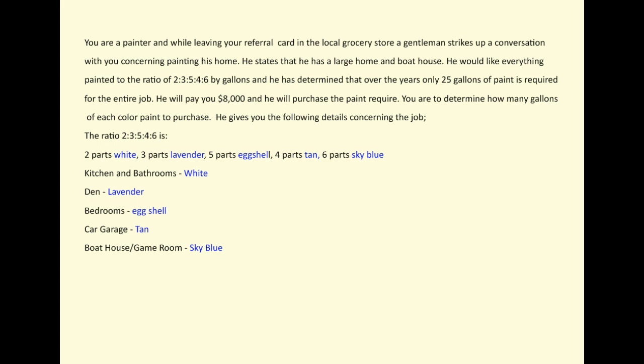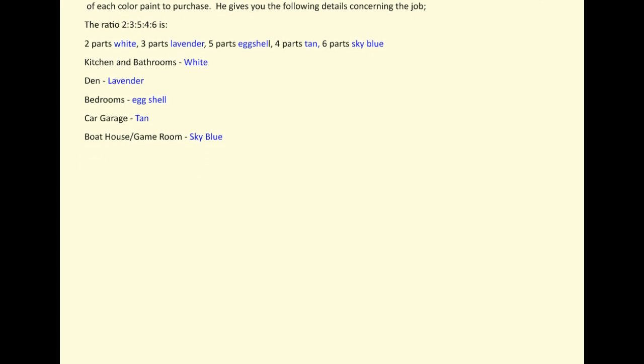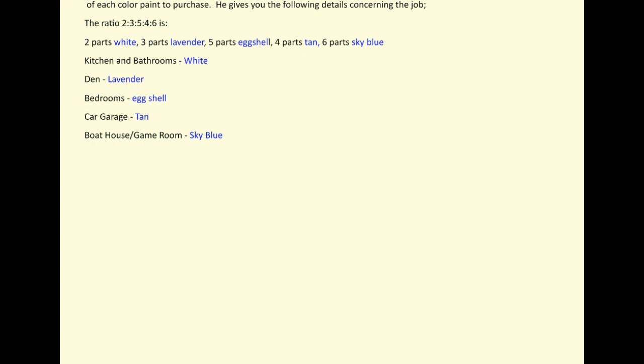Let's give ourselves a little more room here and see what we can do. Okay, let's start out with the first paint, which is white. That's the first in the ratio. Let's start to set that up as parts to the whole. So for the white paint, 2 is to what? Well, we add these up in the ratio. 2 plus 3 is 5, 5 plus 5 is 10, plus 4 is 14, and plus 6 is 20. So the ratio of white in parts to whole is 2 to 20.